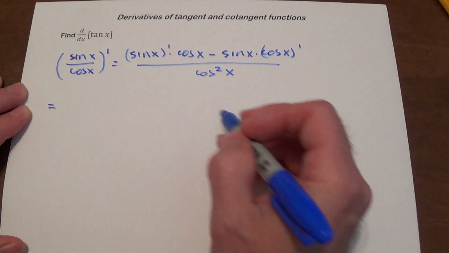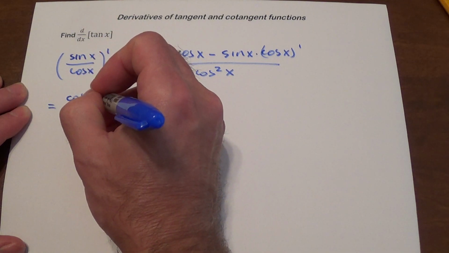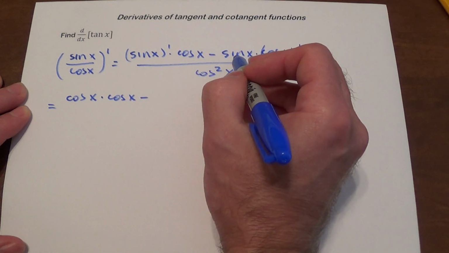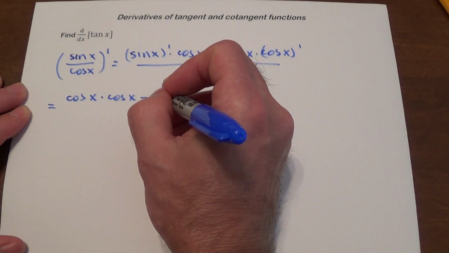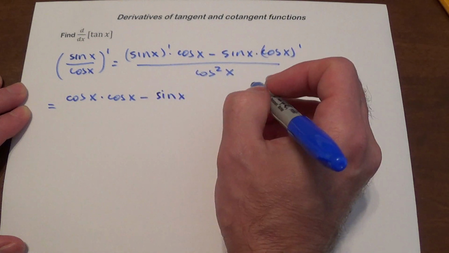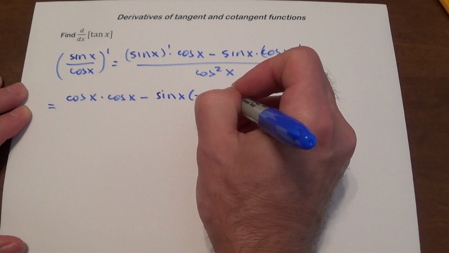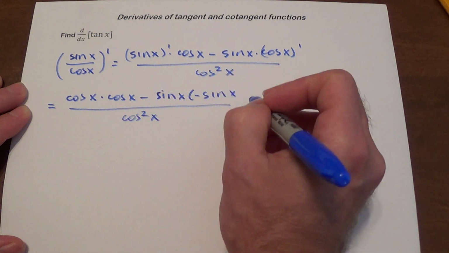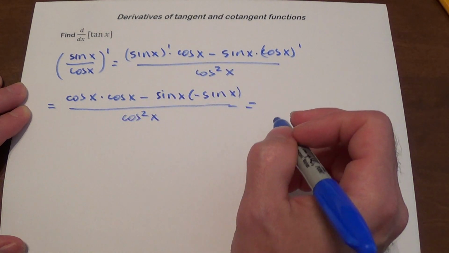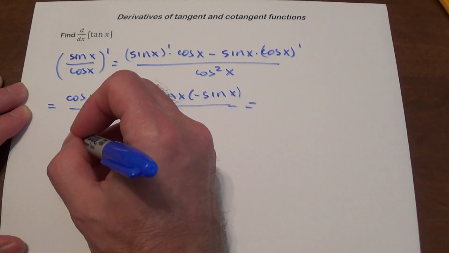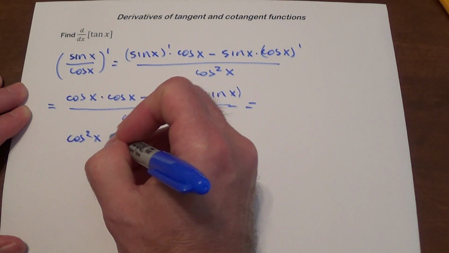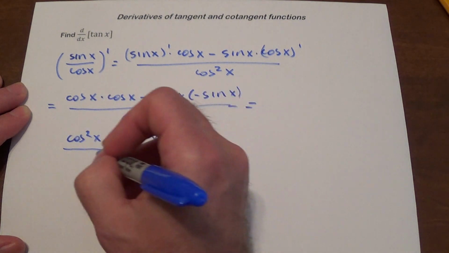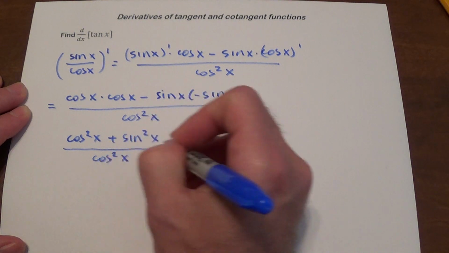So what are we getting here? Derivative of sine is cosine, so cosine x times cosine x minus, here we have sine x times derivative of cosine, which is negative sine x, all over cosine squared x. So this is going to give us cosine squared x plus sine squared x over cosine squared x.